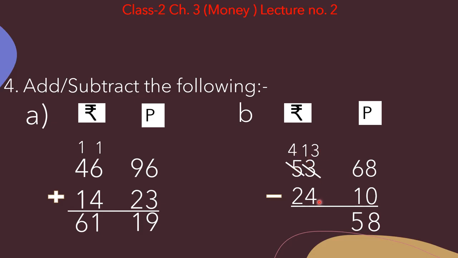Now we are subtracting the numbers. That's why we will speak backward counting. So let's start 12, 11, 10, 9. So here we will write 9. Now 4 minus 2, that is equal to 2. So what is the answer? That is 29 rupees 28 paise.